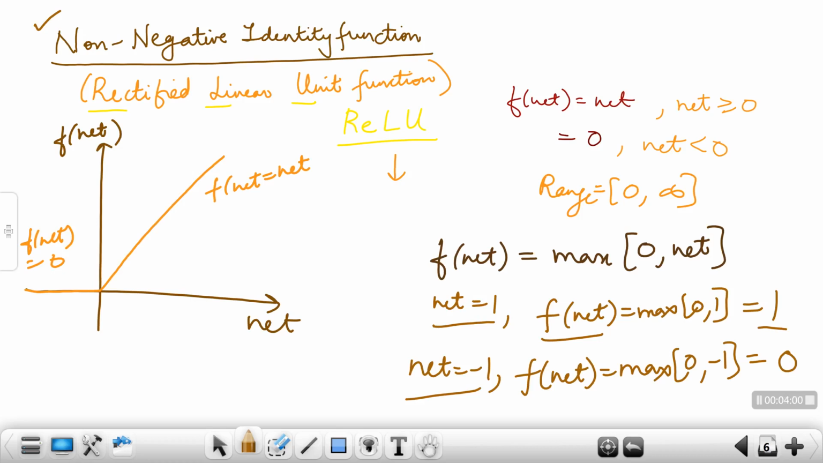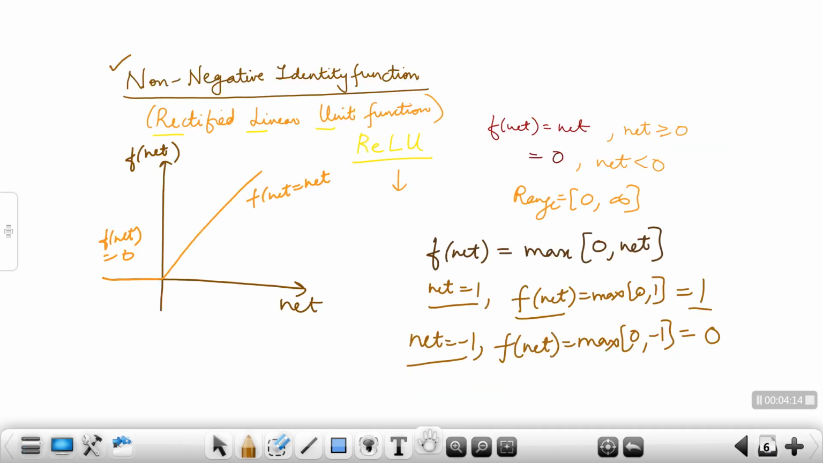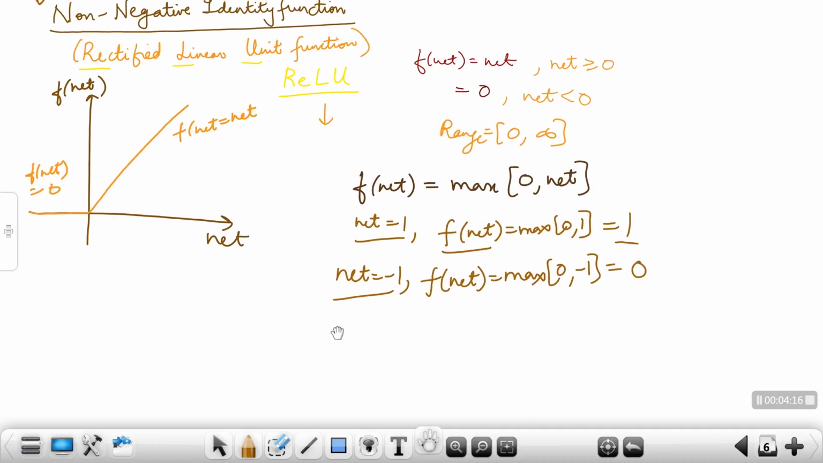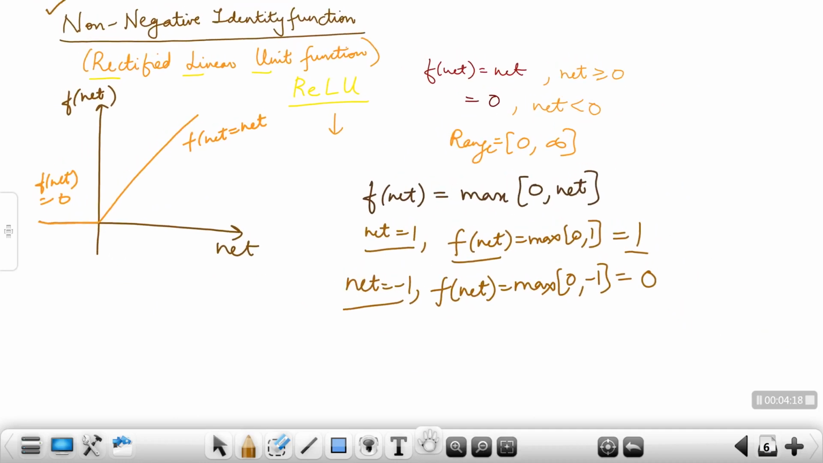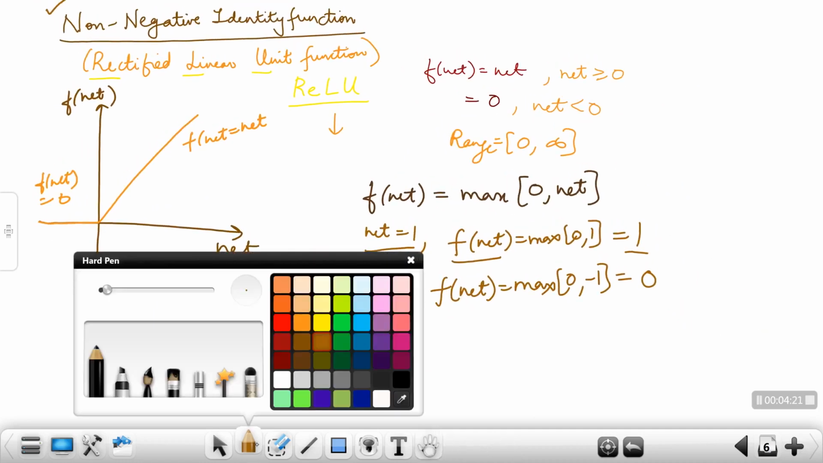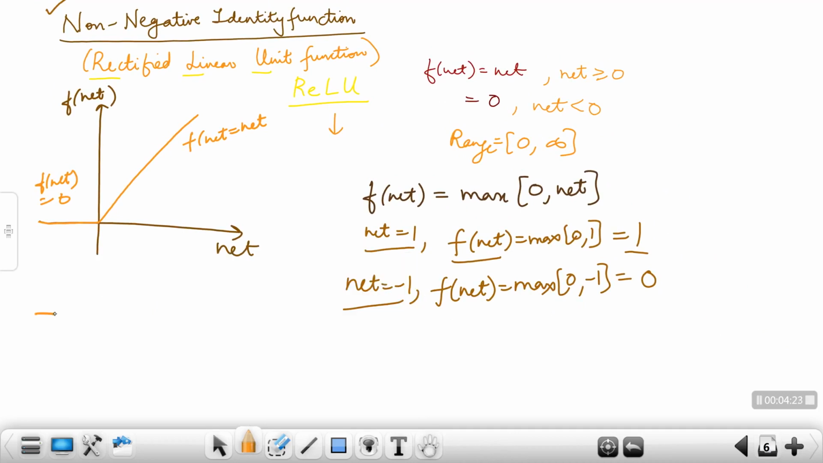So f of net will not be negative, it will always be positive, or at the most it will be 0. Now what is the advantage? This particular function is used in convolutional neural networks. Now this is a recent trend, convolutional neural networks and deep neural networks. So this particular function finds its applications in deep neural networks and convolutional neural networks.